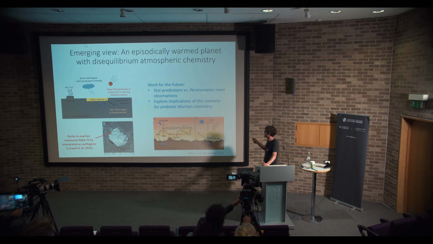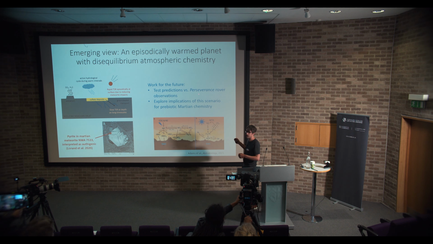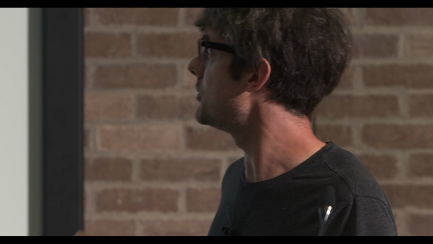I think some exciting work to think about for the future is, first of all, how these kinds of predictions will compare with the evidence that we're currently collecting from the Perseverance rover, and also implications of this scenario for prebiotic Martian chemistry. Because if you have warm conditions and you have a reducing atmosphere, then that's exactly the kind of thing you need for formation of prebiotic molecules. And so I think exploring this using detailed atmospheric chemistry models further in the future is going to be very interesting.